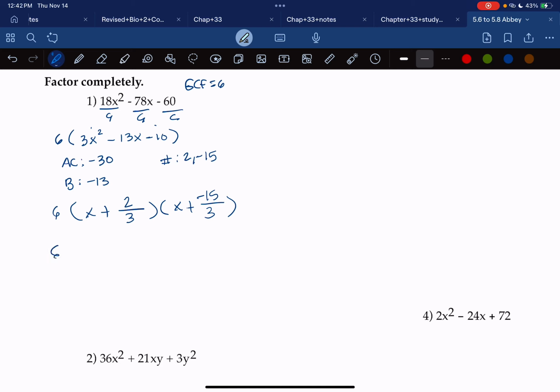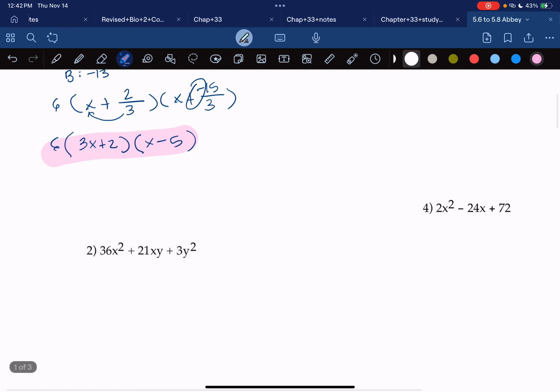Let's go with the left side first. When our fraction cannot be reduced, the denominator gets moved to the other side, so it's going to be 3x plus 2. And negative 15 divided by 3 is going to be negative 5. The sign is changed because it's a negative and a positive, which is going to give us a negative. And this is our answer.